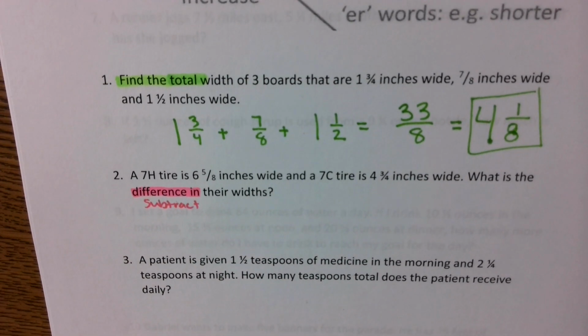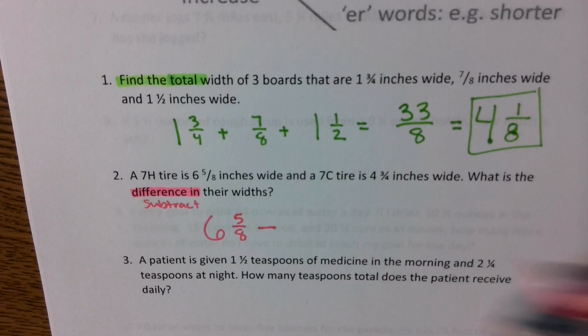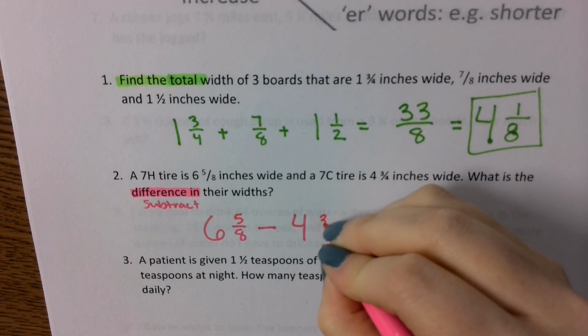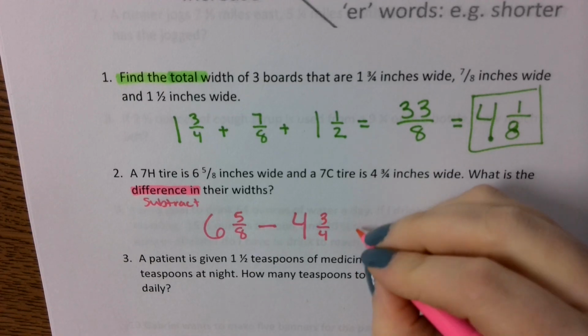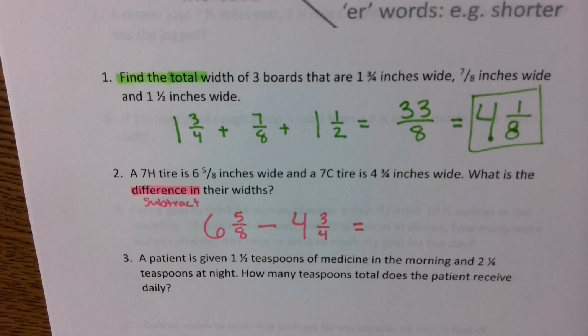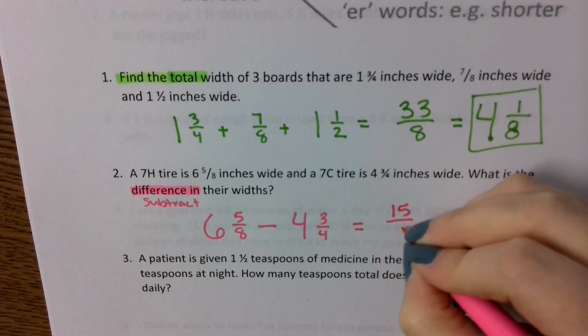So we are going to take 6 5/8 and we're going to subtract 4 3/4. 6 5/8 minus 4 3/4. So when we plug that in, what is that going to give us? Not 91 over 8. You're subtracting. We're subtracting, not adding. 15/8. Good job, Brandon. It's going to give us 15/8.